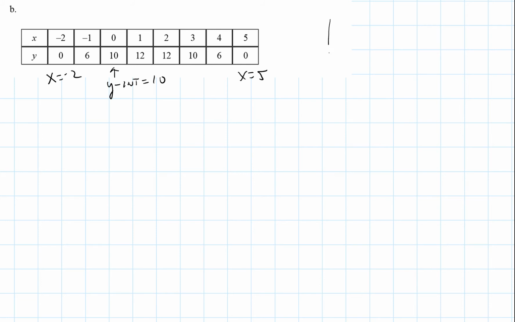So now what we want to do is think about what our graph is going to look like. We know (-2, 0) is here, and then (5, 0) is over here. And we know that (0, 10) is way up here. So this is the y-intercept. Because the y-intercept's up here, we know that the quadratic has to come down like this, just by the points that we know. So that tells you that a has to be -1.